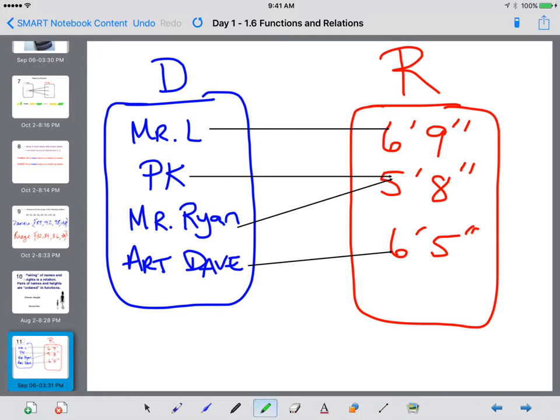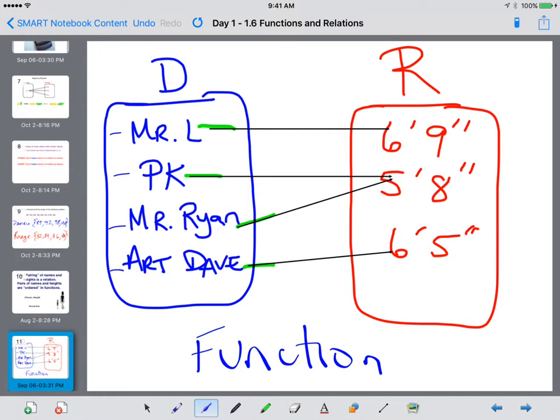Each teacher has one output. It's okay that me and PK have the same output. We each only have one output. So this is what's considered a function: when the domain has one and only one output. So each value in the domain has one and only one output. Mr. L has a height, PK has his own height, I have my own height, Art Dave has his own height. This is an example of a function.